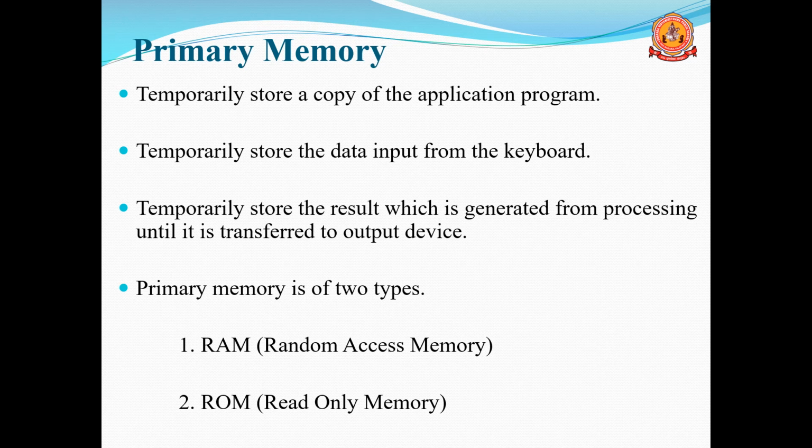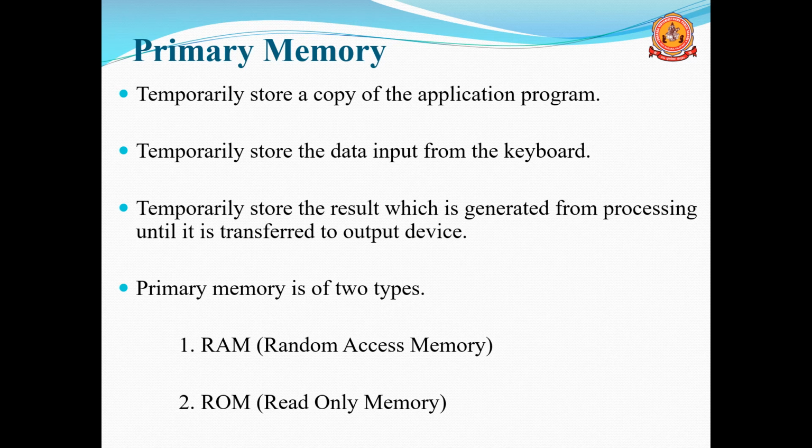After executing certain programs or applications, you get the output or the result. That result is stored temporarily until it is displayed using an output device, for example monitors or projectors. So before displaying the output, for a short time, the output is stored in primary memory.